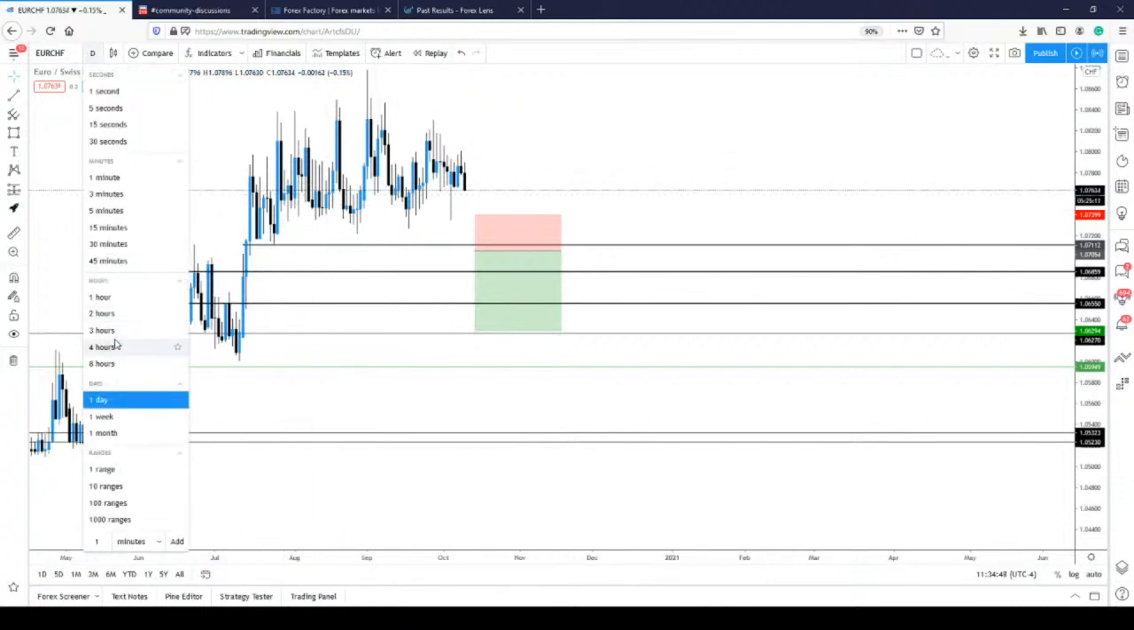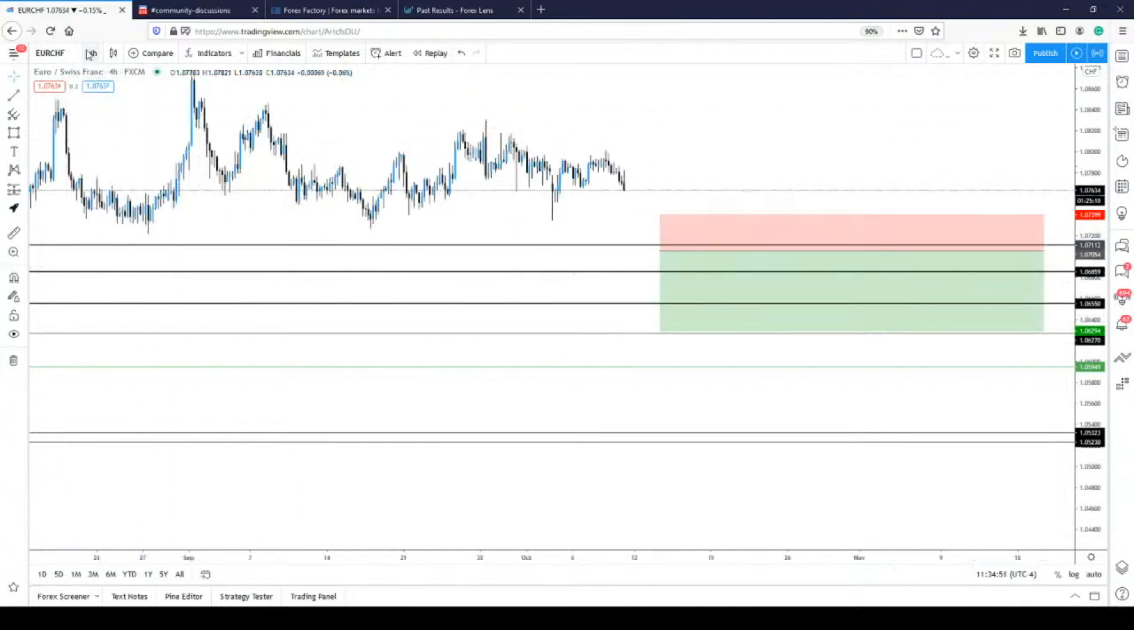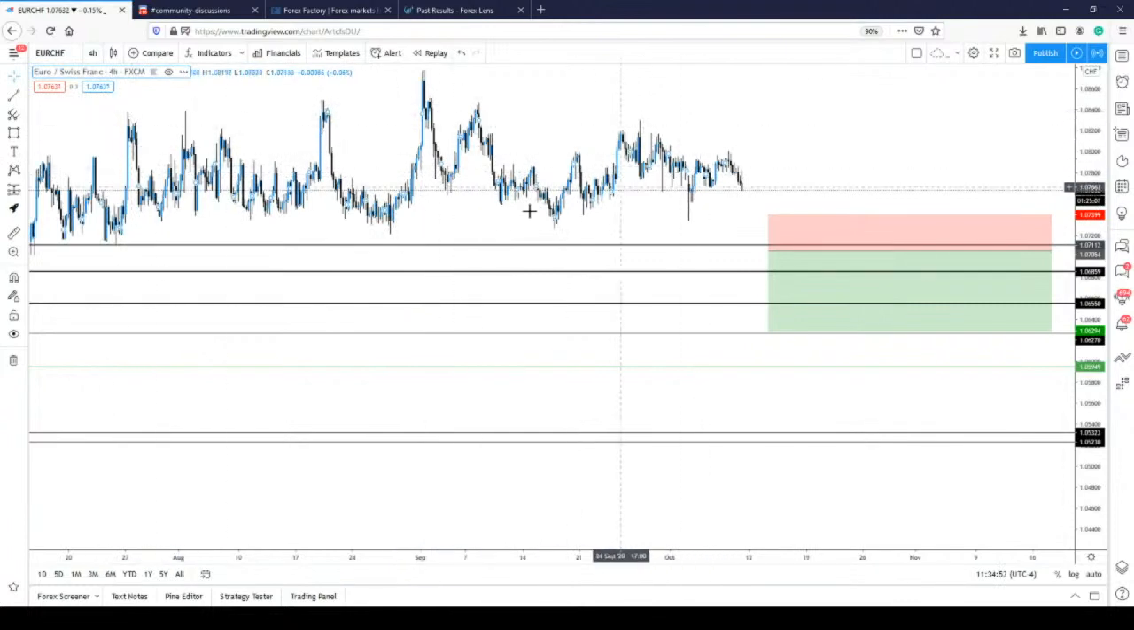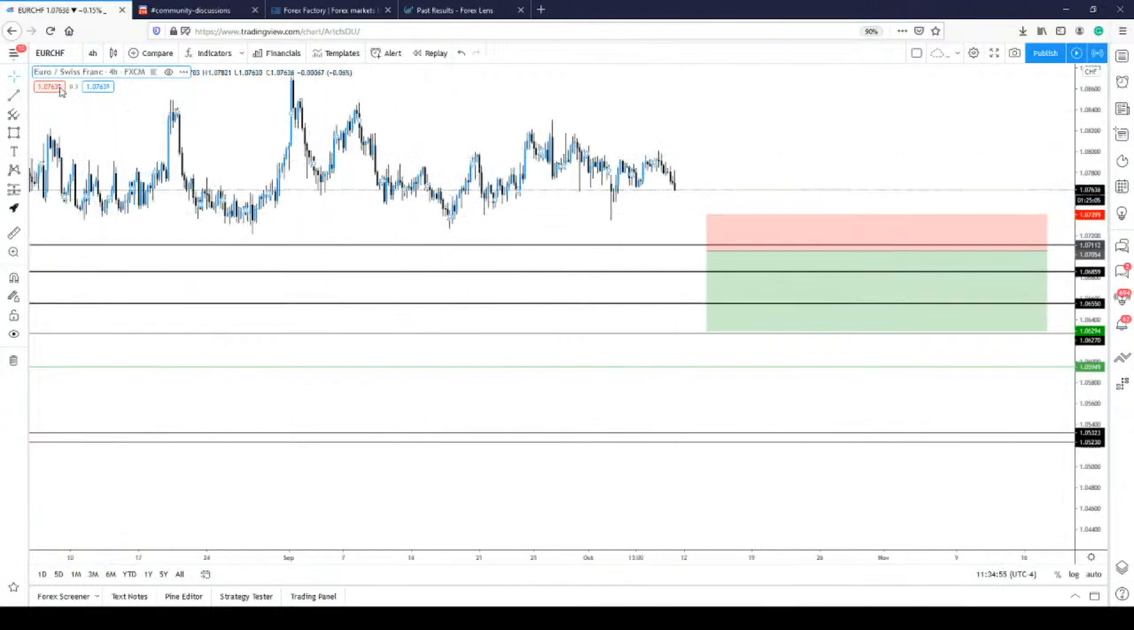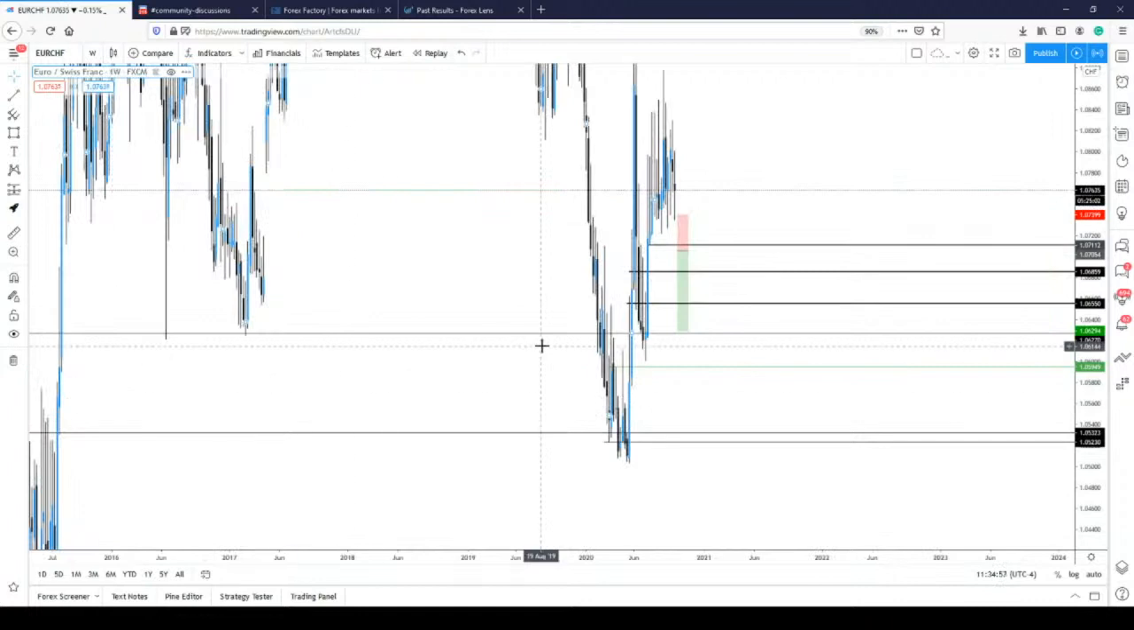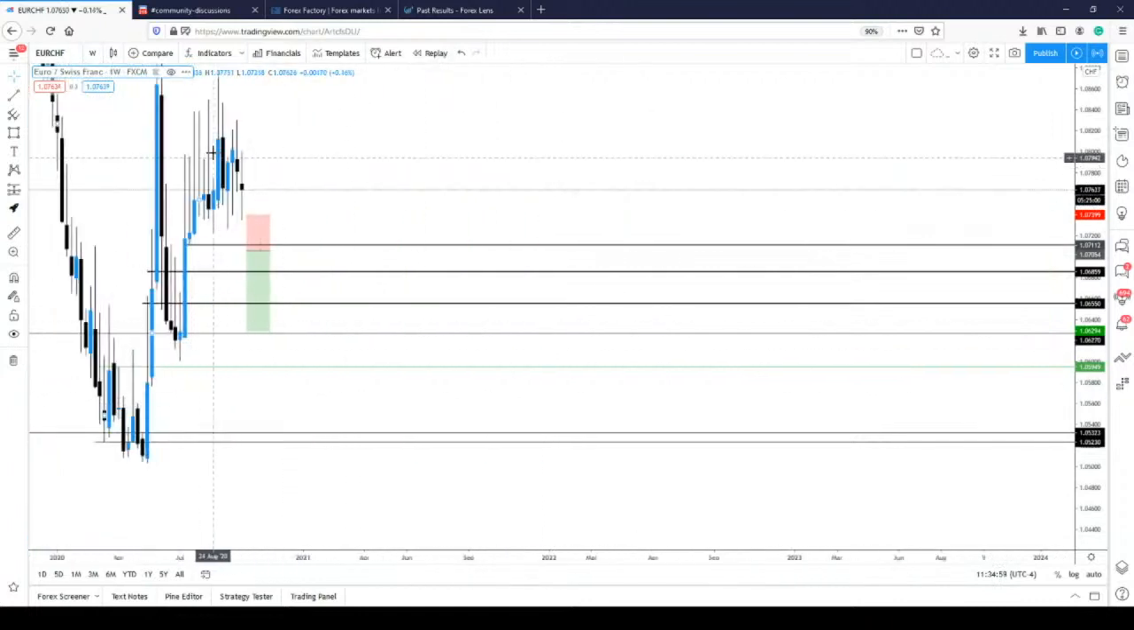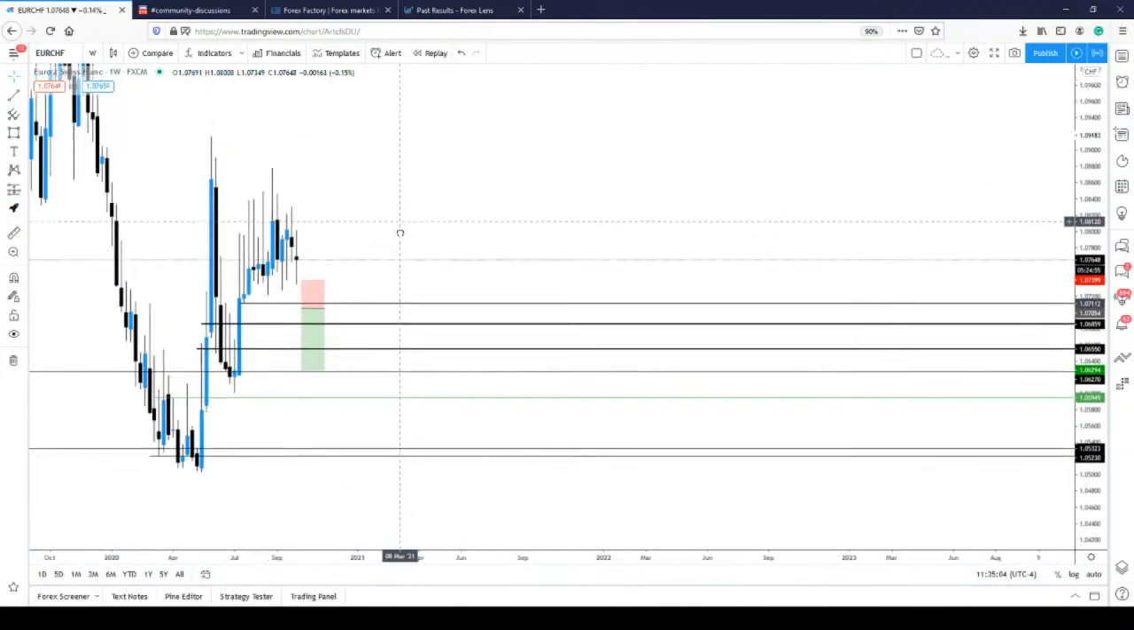Unless you go to maybe the 4-hour, you can maybe look for scalps within this, but it's just too messy for me to really give a trade. So that's why I'd say wait for the long-term play to come into action and then take advantage that way.